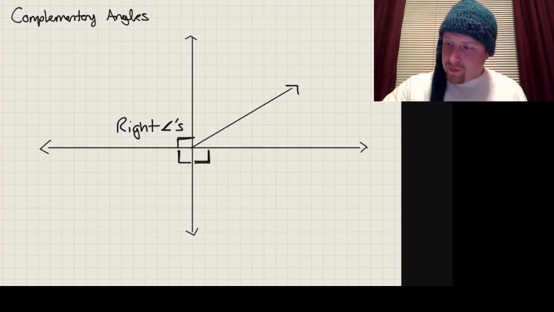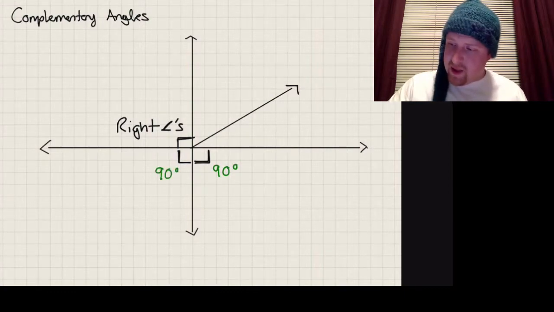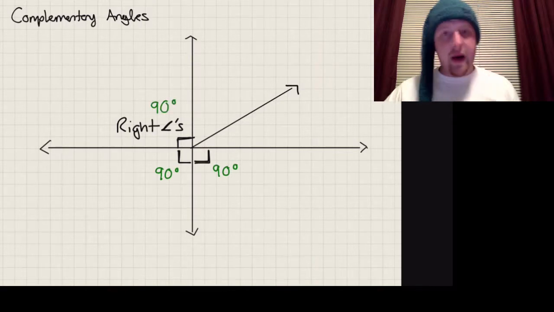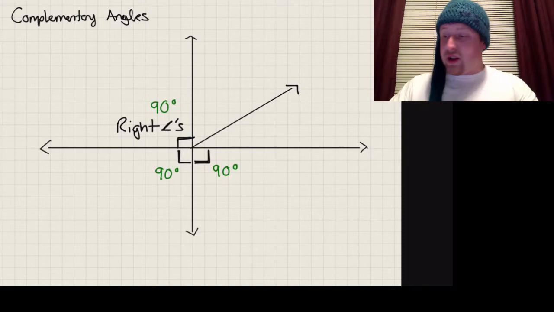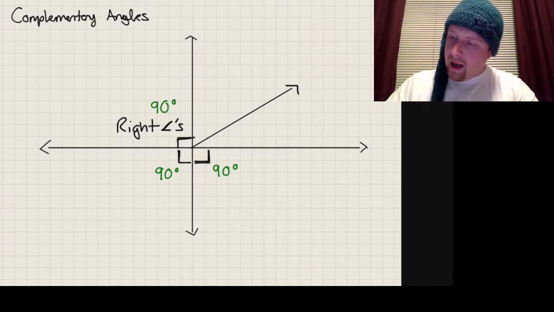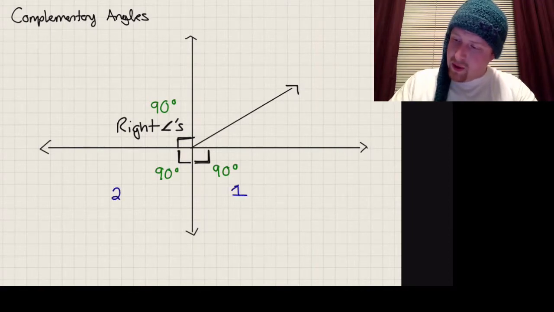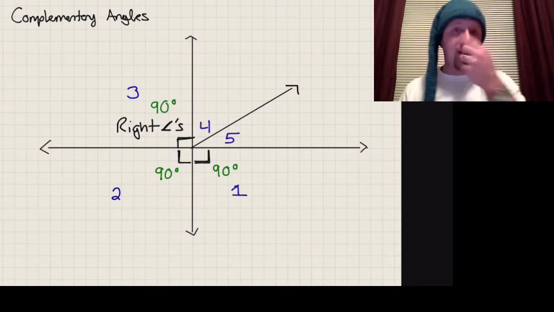So I know that this is 90 degrees because it's a right angle. I know that this is 90 degrees because it's a right angle. And I know that this is 90 degrees because it's a right angle. Now, we can see that the two bottom angles, I will call this angle 1. I will call this angle 2. I will call this angle 3. I will call this angle 4. And I will call this angle 5.